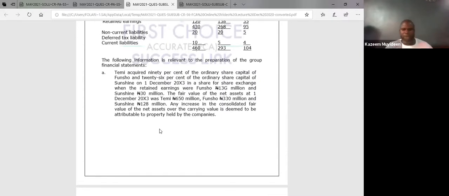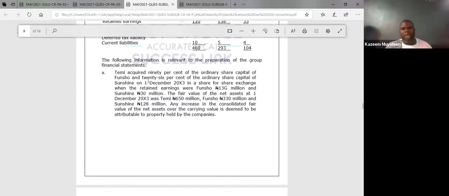Look at this one, Temi. Temi acquired 90% of ordinary share capital of Funshaw and 26% of the ordinary share capital of Sunshine on 1st December 2003. Use share for share exchange. Let's leave that. He has given me the net assets on that day.